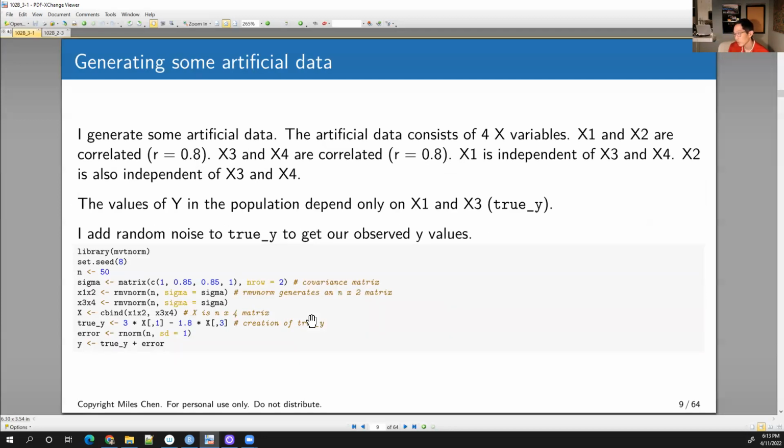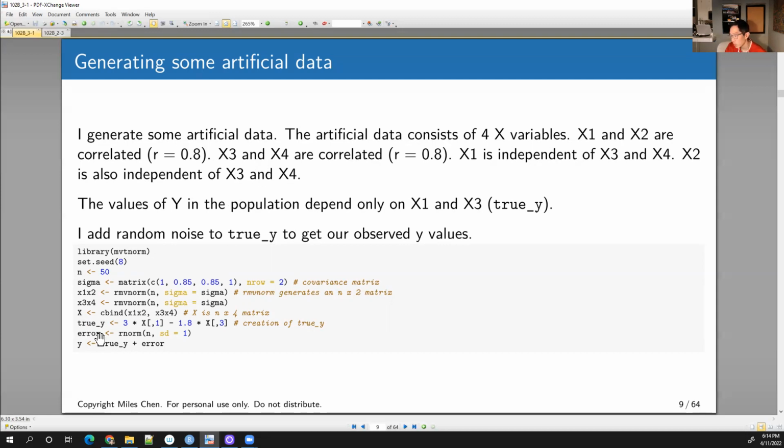Okay, so here I'm making up some data. We have 4 x variables. X1 and X2 are correlated, X3 and X4 are correlated. X1 is independent of X3 and X4, and X2 is also independent of X3 and X4. So X1 and X2 are correlated, and X3 and X4 are correlated.